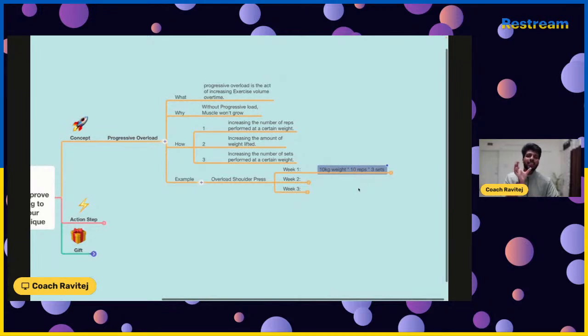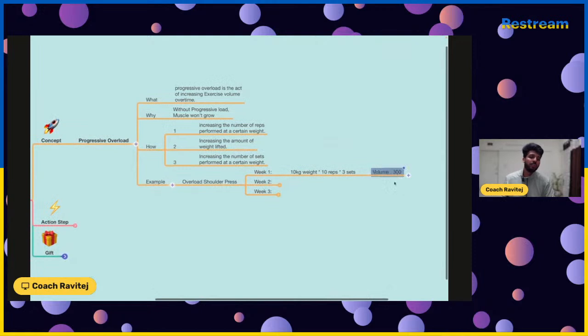This is your exercise volume. How much will it be for the overhead shoulder press? The volume will be 300. How did we arrive at 300? 10 into 10 into 3.